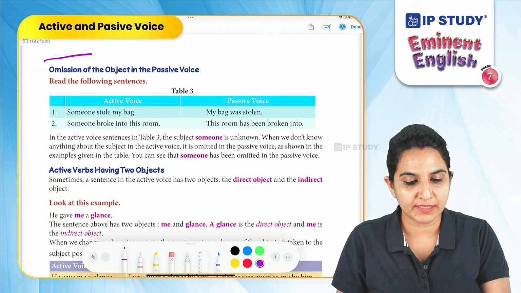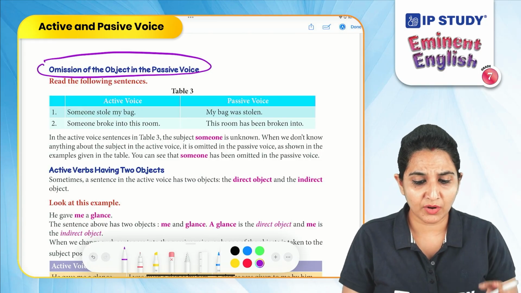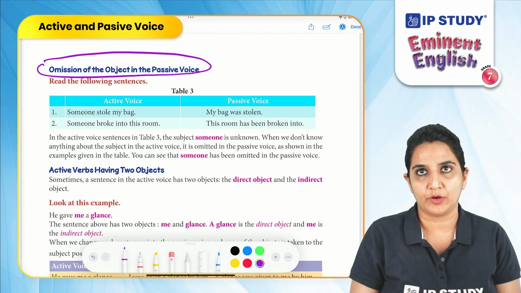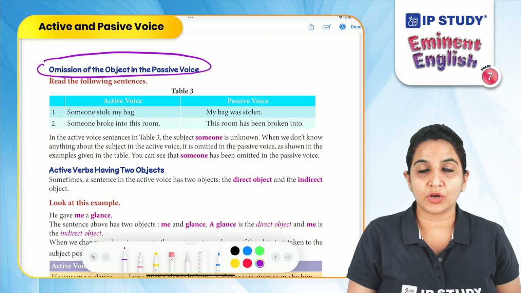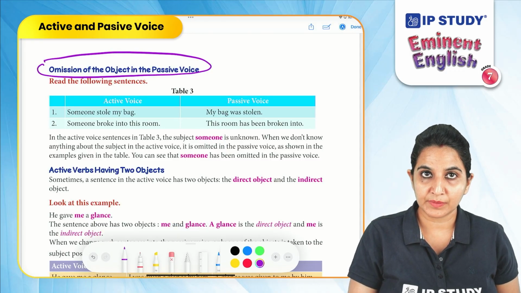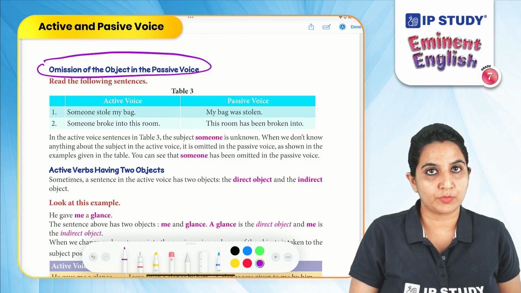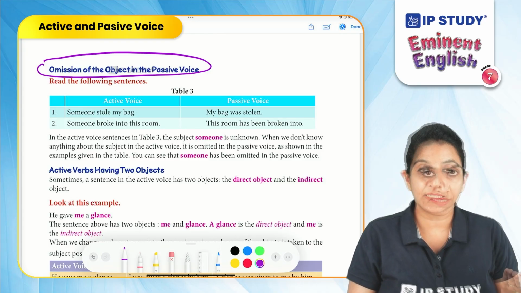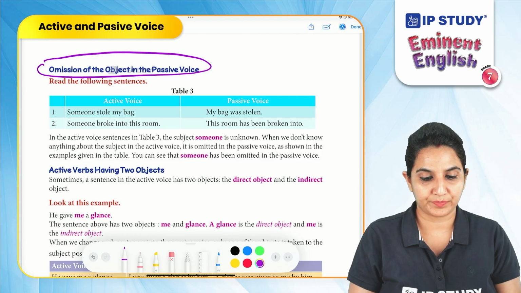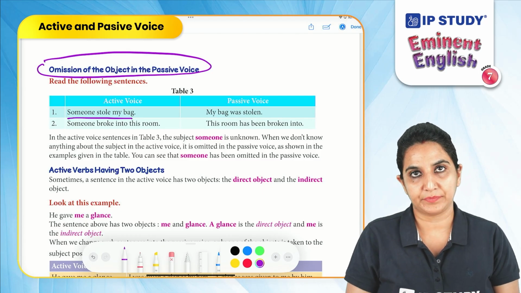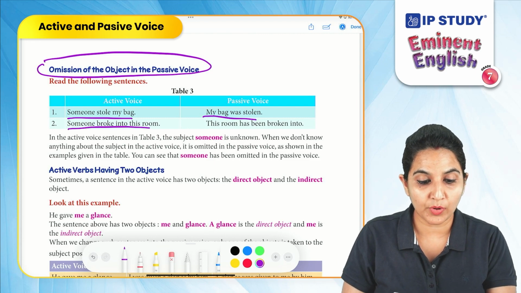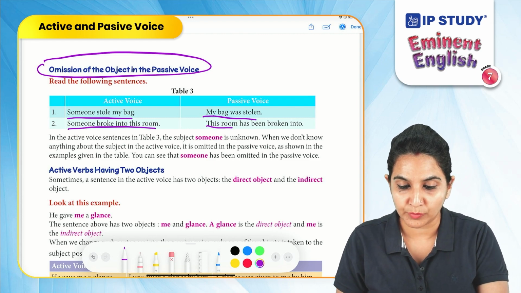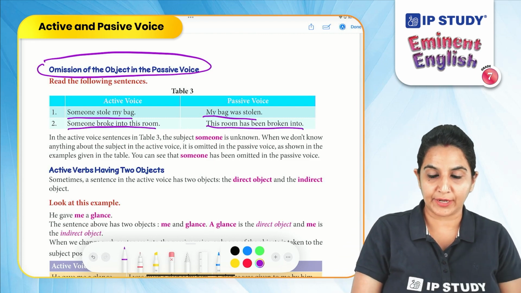Omission of the agent in the passive voice. Now, which are the cases when we omit the agent in the passive voice? Where the verbs are intransitive, we omit the object in the passive voice, and in the following examples as well. Someone stole my bag. My bag was stolen. Someone broke into this room. This room has been broken into.